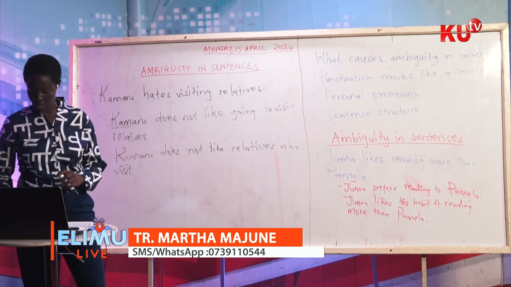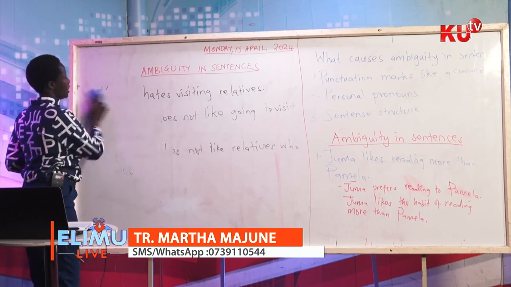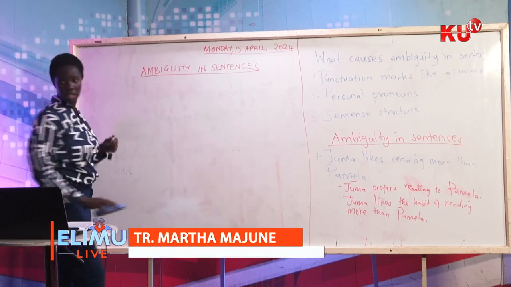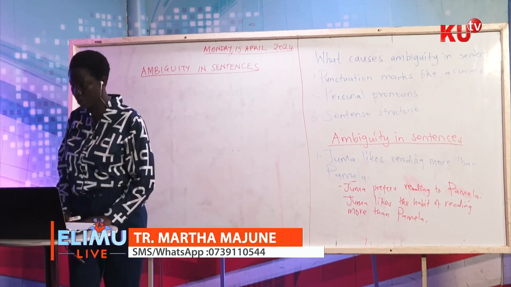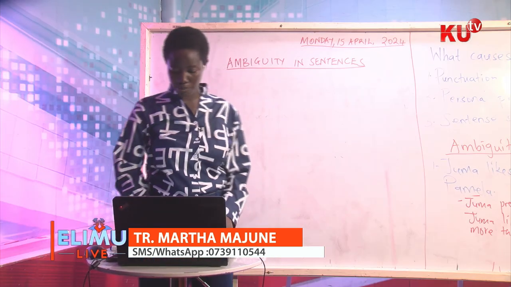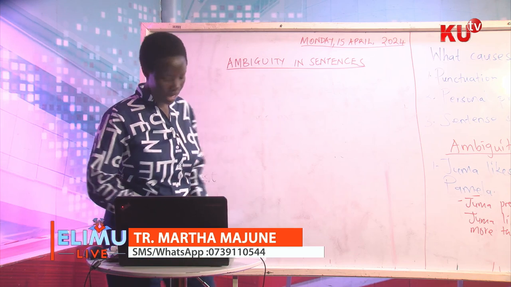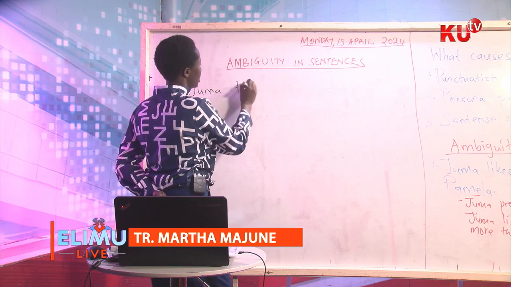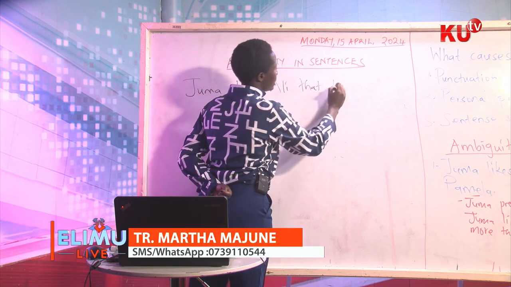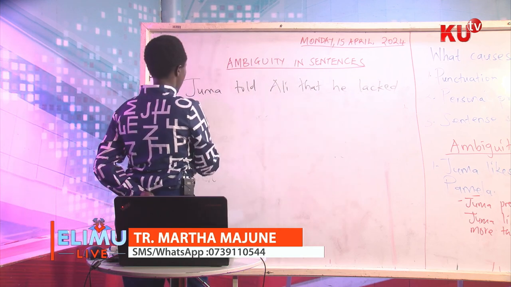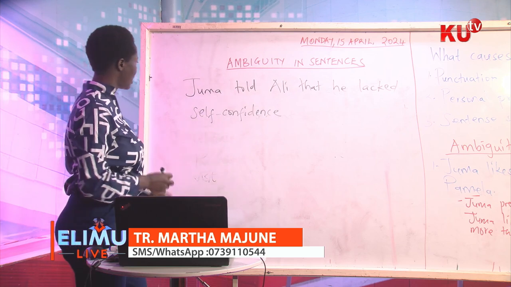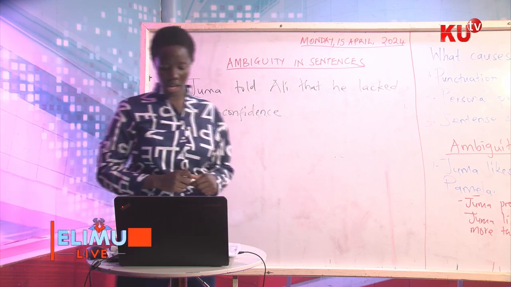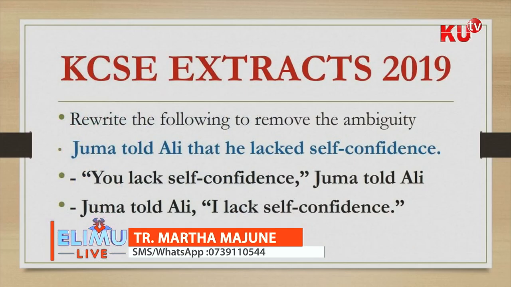Okay, in 2019, there were also questions on ambiguity. The first question was, rewrite the following to remove ambiguity. Juma told Ali that he lacked self-confidence. So this was the first question under ambiguity in 2019.